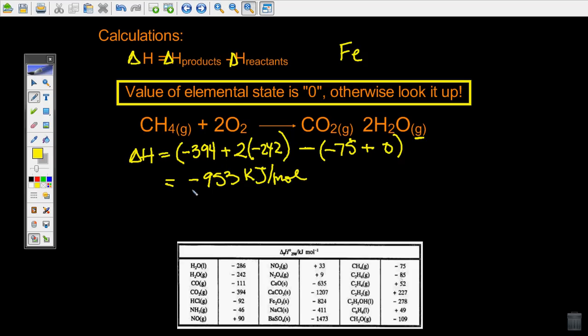Okay, now look, my sign is negative, right? This means this is an exothermic reaction, and that makes sense because this is combustion, you're releasing heat.